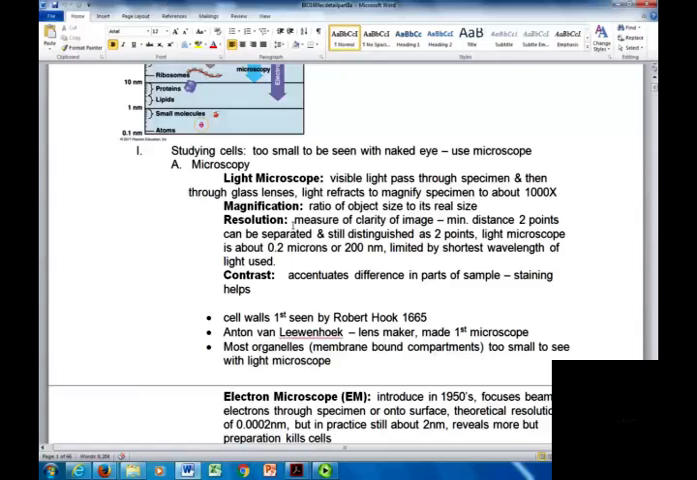With the light microscope, it's at about 0.2 microns or micrometers, or 200 nanometers. What limits this is the shortest wavelength of the light used, not necessarily the microscope, but just the properties of visible light itself. Contrast is going to be added in with stain. This is going to accentuate the difference in the parts of a sample. It makes it a lot easier to see when you can stain the cells.